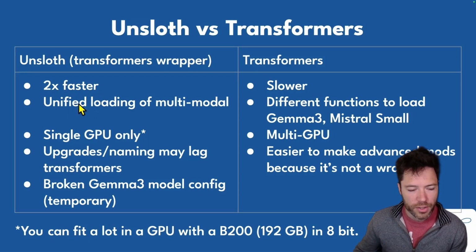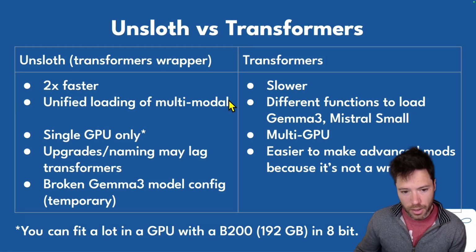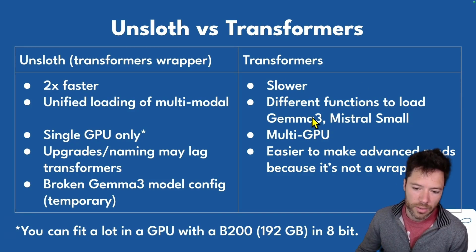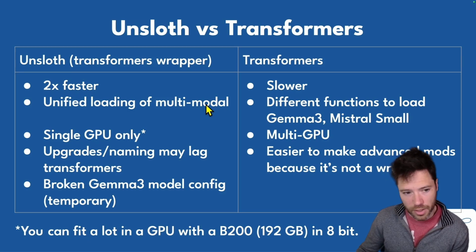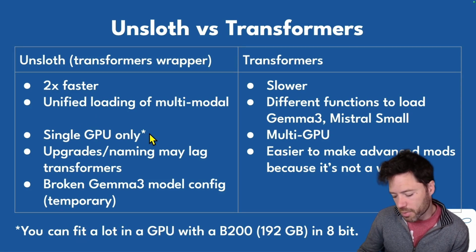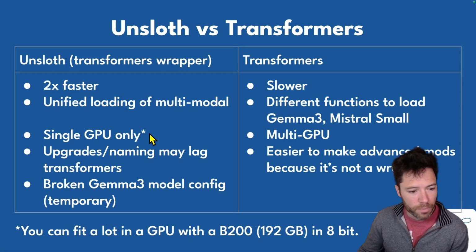Also, Unsloth provides a unified function for loading multimodal models. So if you have a model like Gemma 3, which is multimodal in sizes larger than 4B, you need to change the function that you use to import that model if you're going to use transformers, whereas with Unsloth, how you load that model is just unified. So that makes it a lot easier to have one script that supports a lot of different models. Unsloth for now is single GPU only. So if you have a very large model, you might need to use transformers instead, which does support multi-GPU.